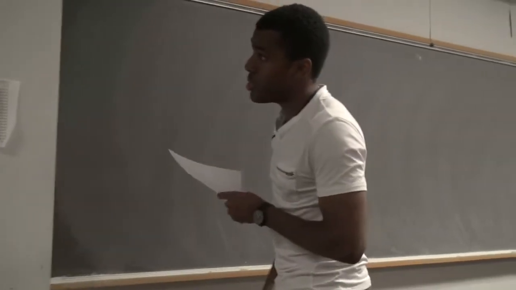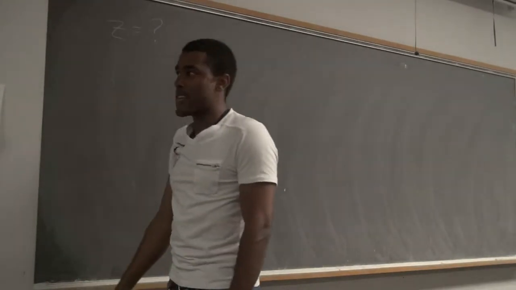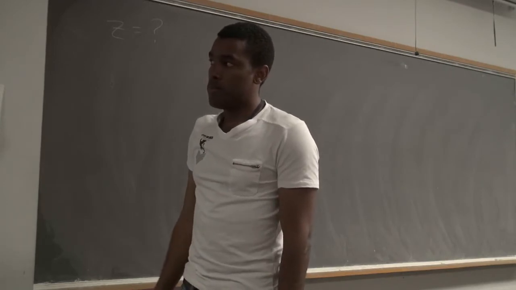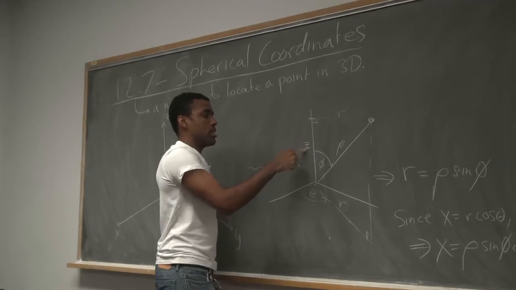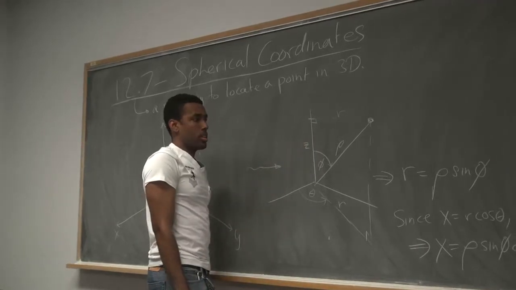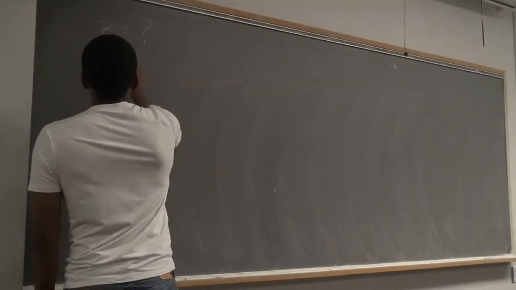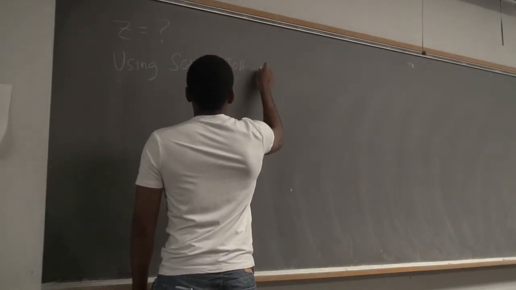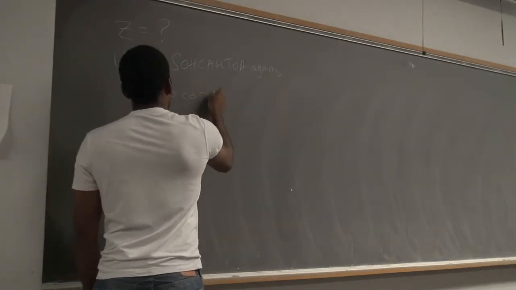What's the other equation I should tell you? How would you find the z value, right? That would depend on rho. Where's the z? Here. It's just the height above the xy plane, right? So this is z. How can I write that? Rho cosine phi. Okay. Using SOHCAHTOA again, we get z is equal to rho cosine phi.